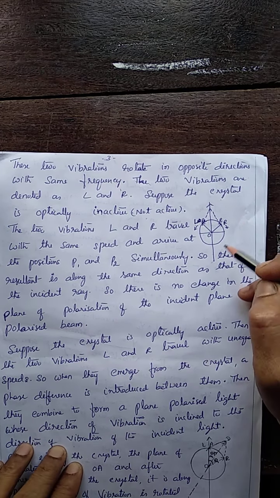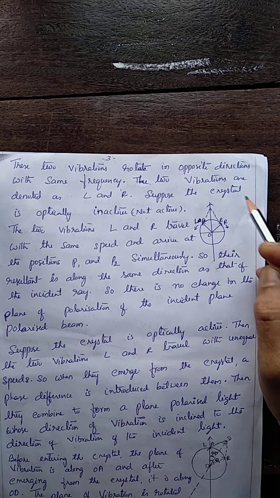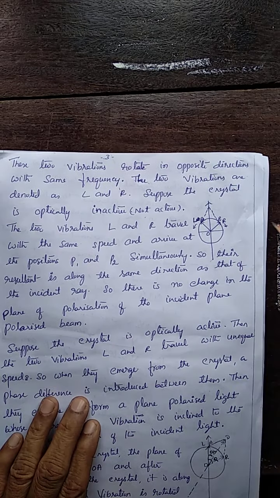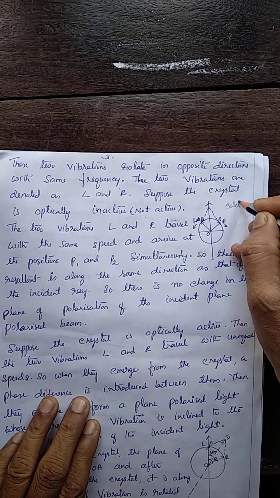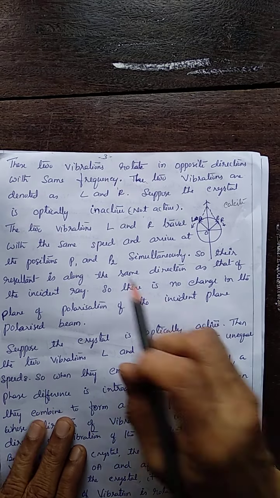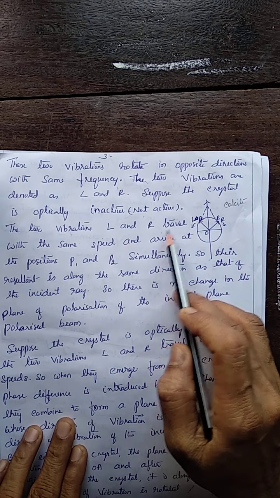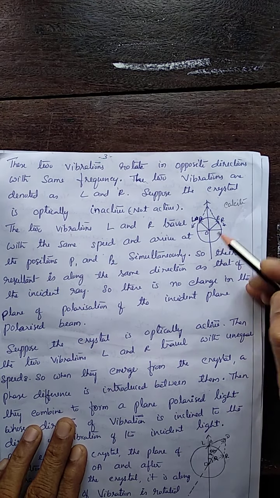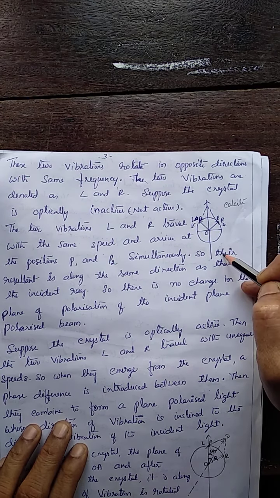Suppose the crystal is optically inactive, meaning no optical activity. An example is calcite, which is an optically inactive crystal. In that crystal, the two vibrations, L and R, travel in opposite directions, but they travel with the same speed.